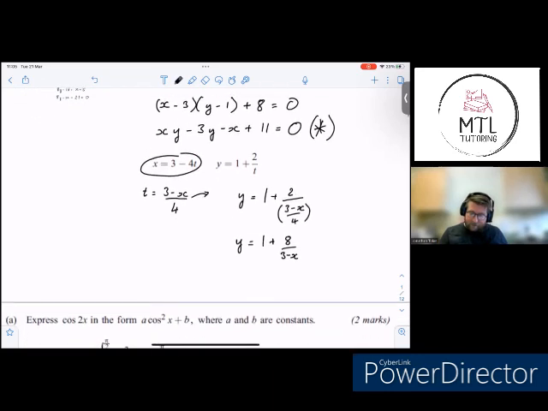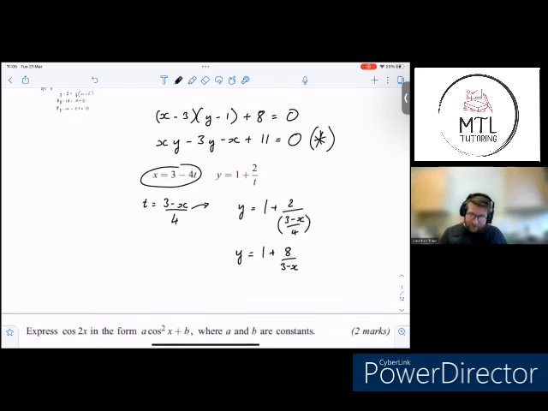And now we can multiply through by 3 minus x, so we get y bracket 3 minus x equals 3 minus x plus 8. Remember, when we're getting rid of this denominator of 3 minus x, we need to multiply everything by 3 minus x.